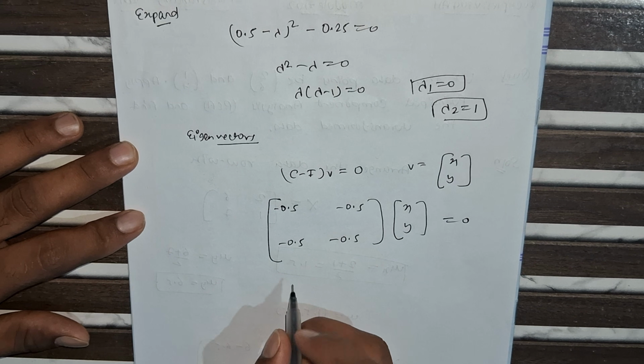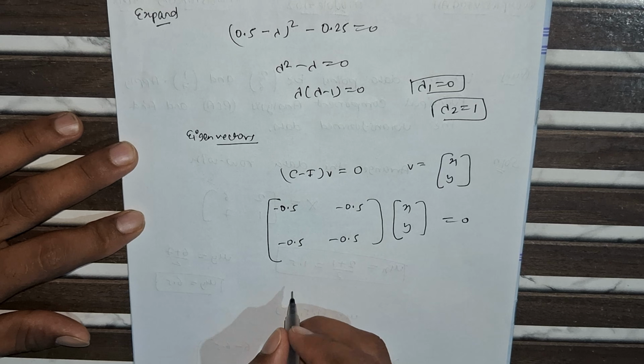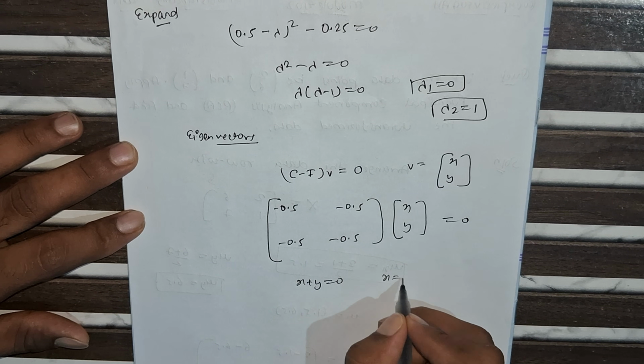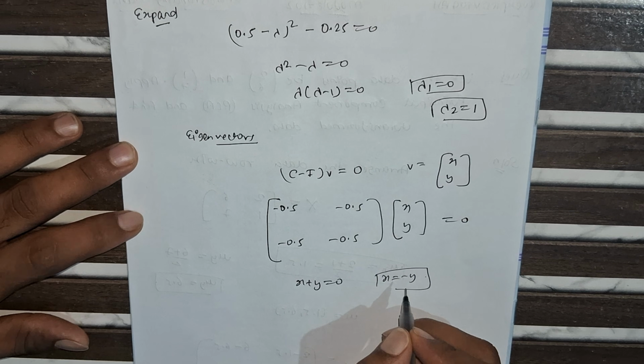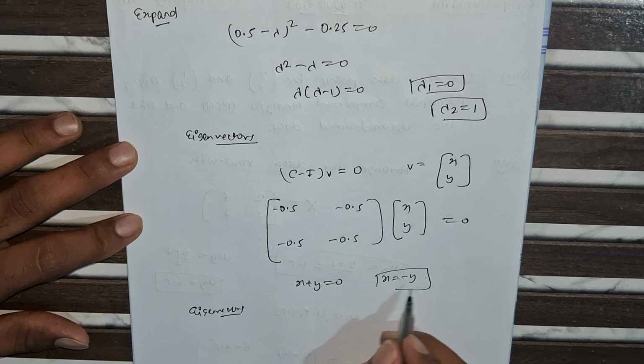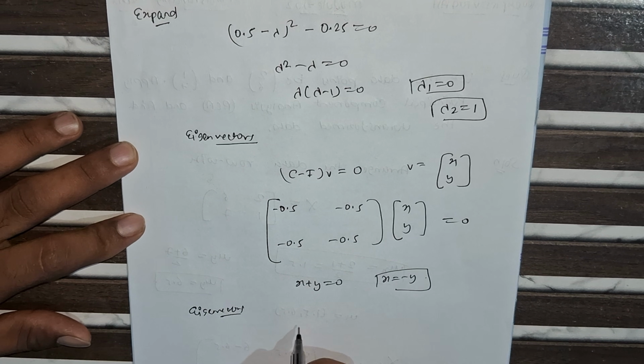So it becomes 0.5 into x and 0.5 into y. So this becomes x plus y equals to 0. So x equals to minus y. This is our first equation. So now by seeing this we can say what the values of x and y are, which is 1 and 1, because the coefficient of x and y is 1. So v1, the eigenvector, equals 1 comma minus 1.